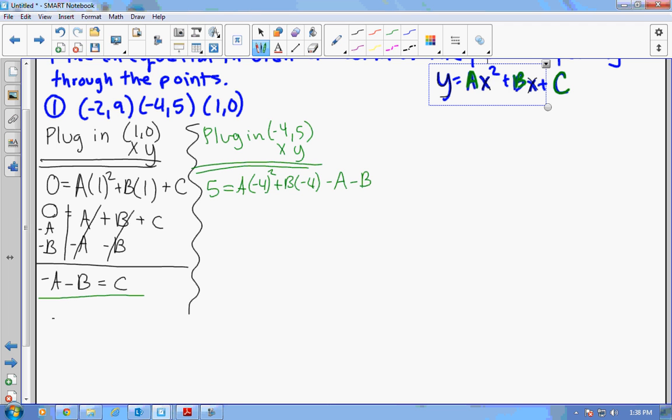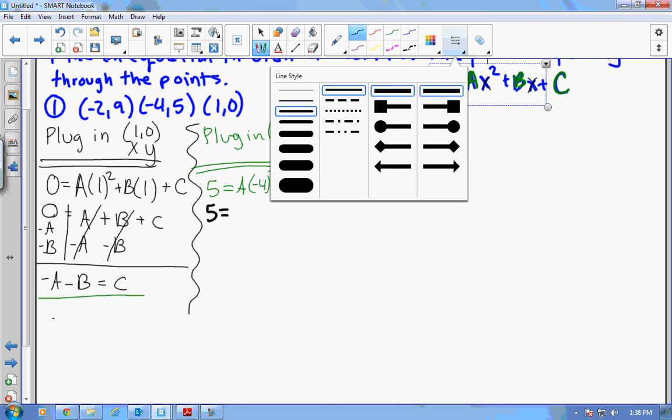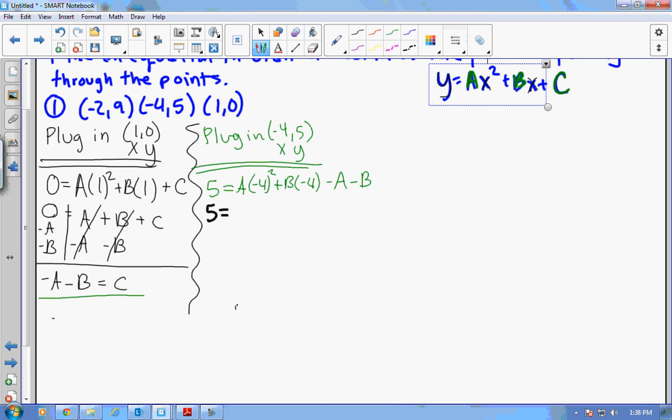Now, simplifying, we would end up with 5 equals -4 squared would make it how many a's? Yep, positive 16a. b times -4 is minus 4b minus a minus b. Okay, any ideas of what to do next? And it's not a step, that's right there.